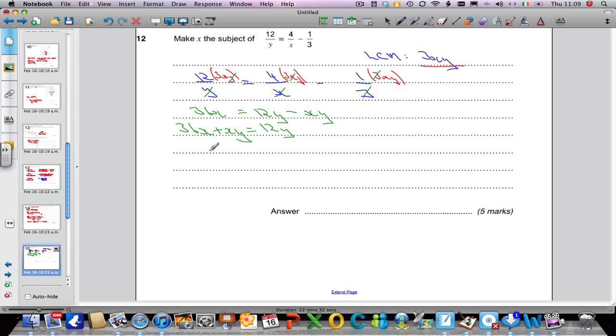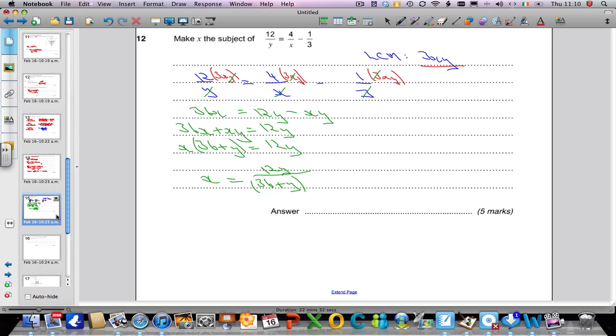Have a look at this expression here. I can factor out the x, so we get x into 36 plus y equals 12y, and lo and behold, x must be equal to, dividing both sides by 36 plus y, 12y divided by 36 plus y. And that's the job done.